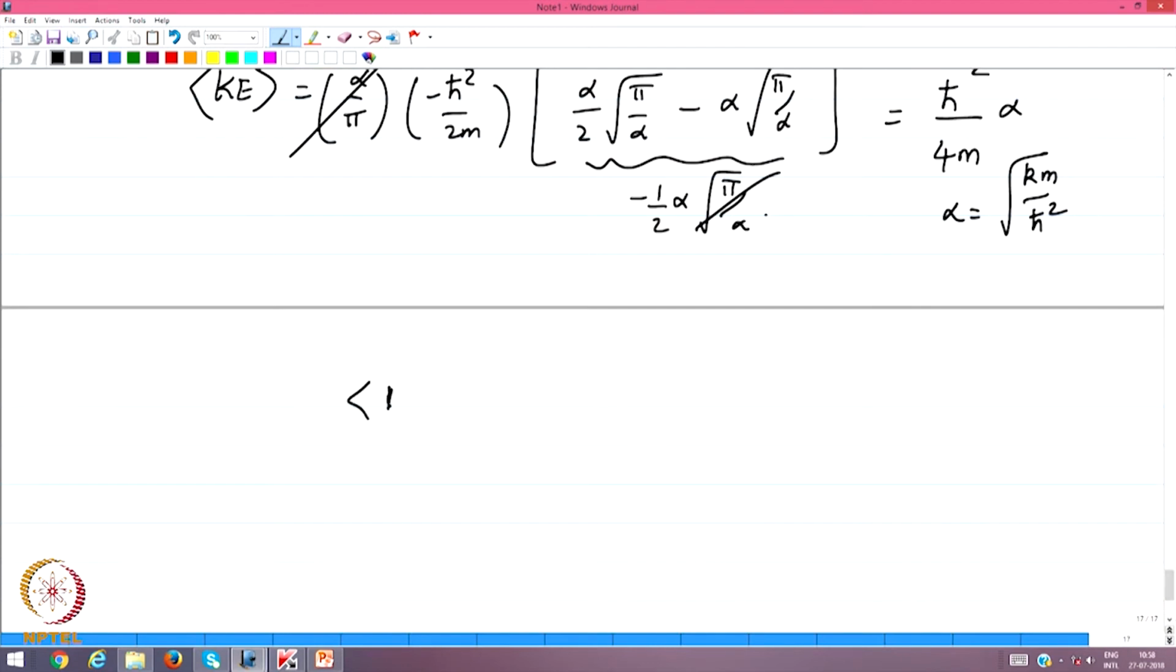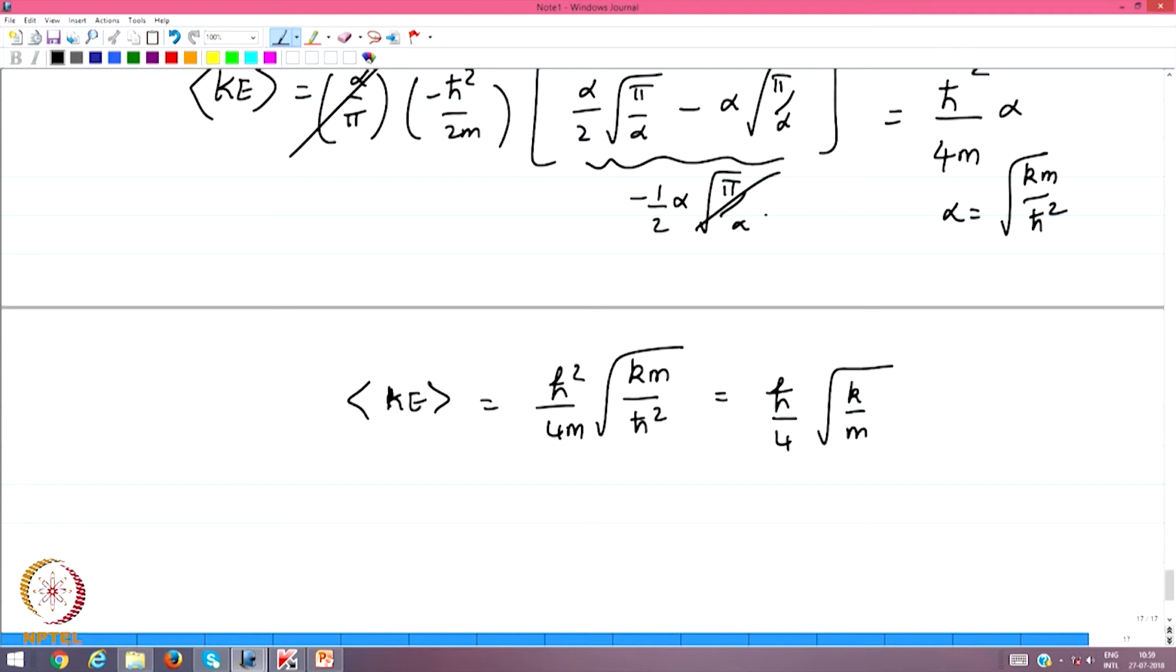Therefore, to simplify, the average value of kinetic energy is h bar square by 4m into square root of km by h bar square, which gives you, one h bar goes away, and then km. This becomes h bar by 4 square root of k by m. And of course, h bar is h by 2 pi, and 1 by 2 pi of square root of k by m is nu, therefore this is h nu by 4. This is the average value.